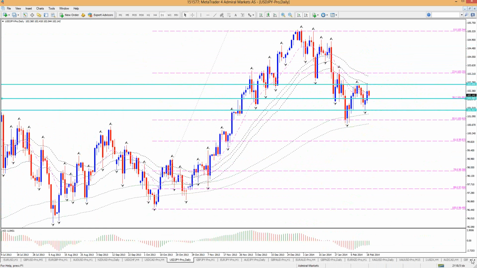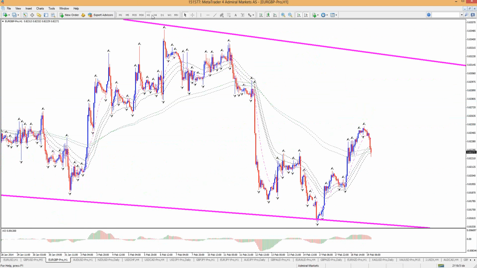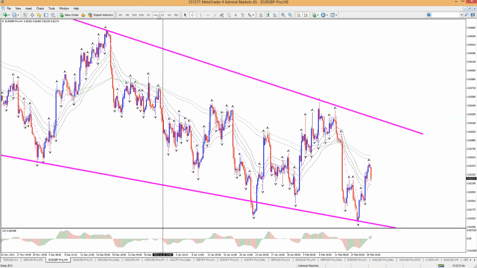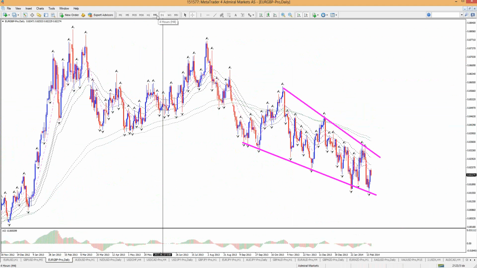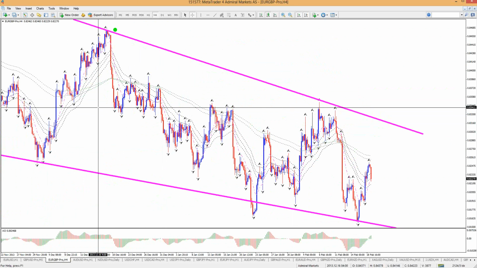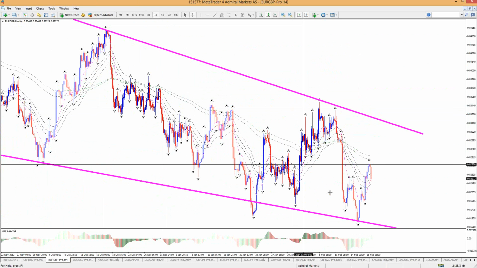Let's take a look. There it is. Moving down, but very choppily. It's definitely a downtrend, but it's a very slow movement with a lot of spikes up and down. Difficult to trade. I don't trade this Euro pound personally. I don't like it. But we most recently had a spike, but already moving down again.